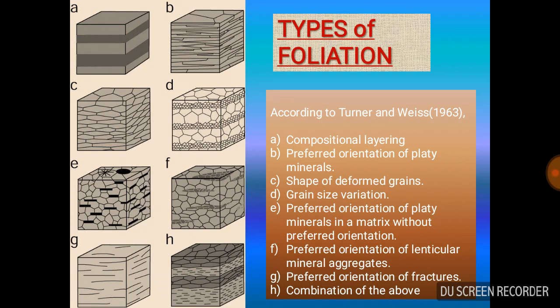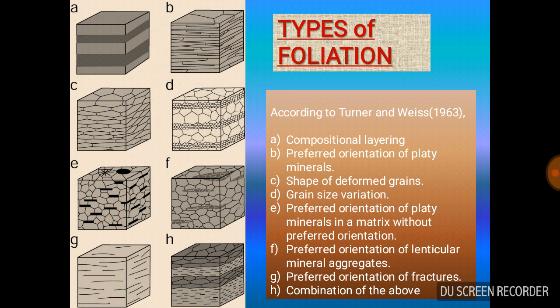Now, types of foliations. According to Turner and Weiss in 1963, there are 8 different types of foliations. You can see the first one, the compositional layering. The second one is the preferred orientation of platy minerals. And the third one is the shape of deformed grains, which you can see in the diagram as C. And so on. The rest of them are present here.